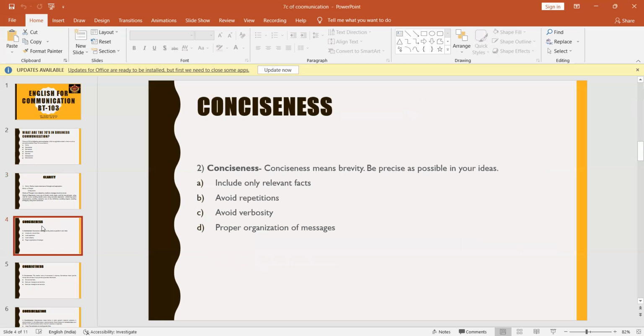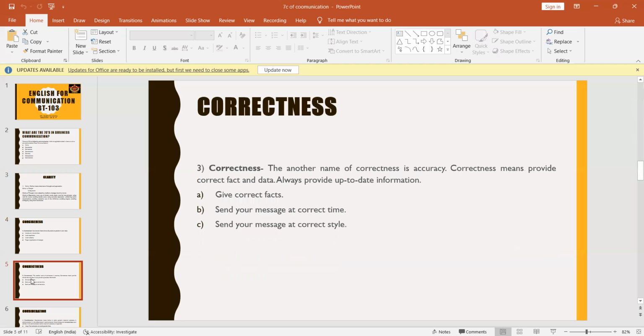If we are talking about conciseness, what do you mean by conciseness? Conciseness means brevity. Be as precise as possible in your ideas, because preciseness always gives clarity in communication. So in the name of conciseness, we will have to follow these: include only relevant facts, avoid repetitions, avoid verbosity, and organize the messages properly.